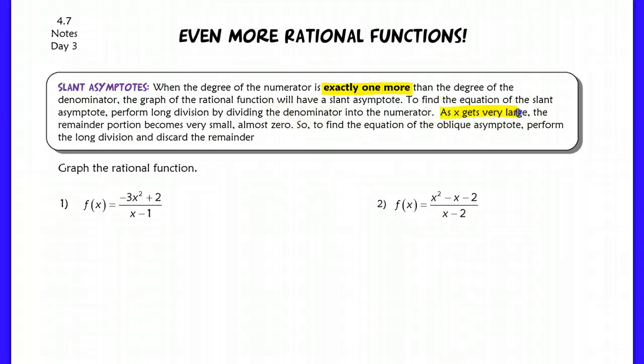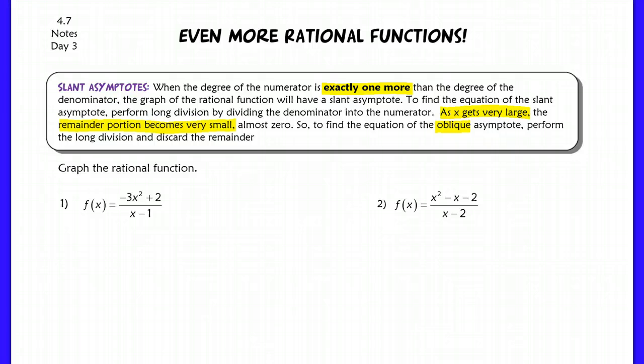As x gets very large, the remainder portion becomes very small, basically almost zero, so you don't really care about the remainder. You're just going to use the resulting term and discard the remainder, okay? Also, a slant asymptote is also called an oblique asymptote, so sometimes you see that in text or on a website. You might see the word oblique instead of slant.